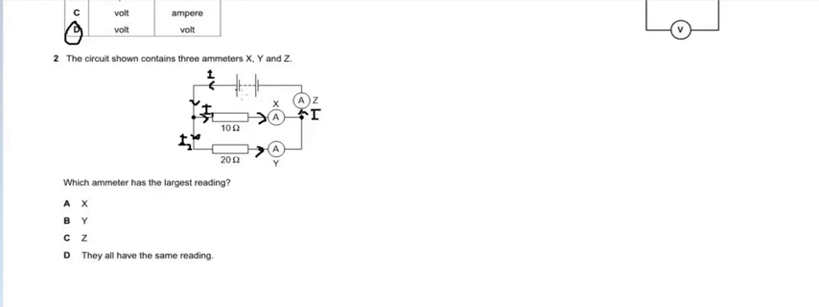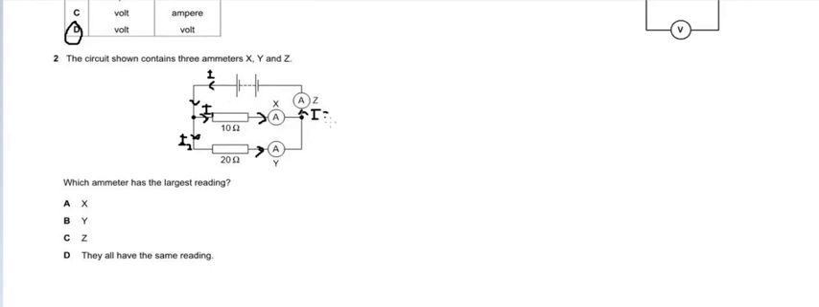Okay, so I started from here. At this junction it splits, it becomes I1, this, and this is I2, and I1 will flow through X, I2 will flow through Y, and both will meet here and they again become I. So I is the addition of I1 plus I2.